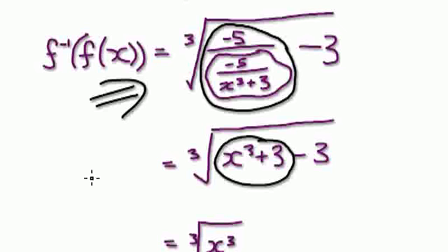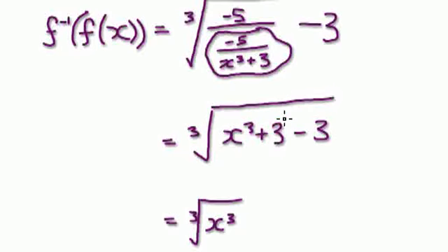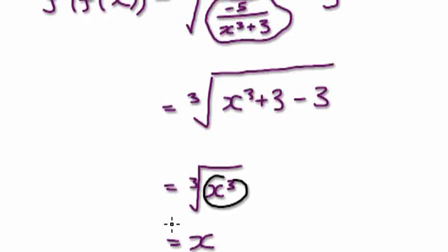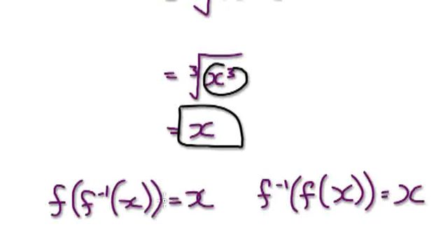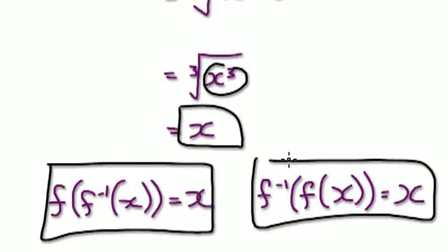So from here, it will take you down to here, and then these two, they're just going to kill off each other, giving you this. So now when you cube something, then you take the cube root, it will just give you x. Okay, and then therefore we've just shown this, and we've just shown this. Okay.